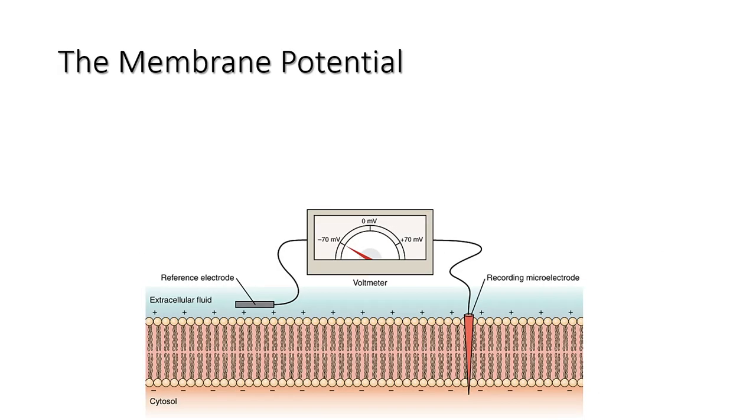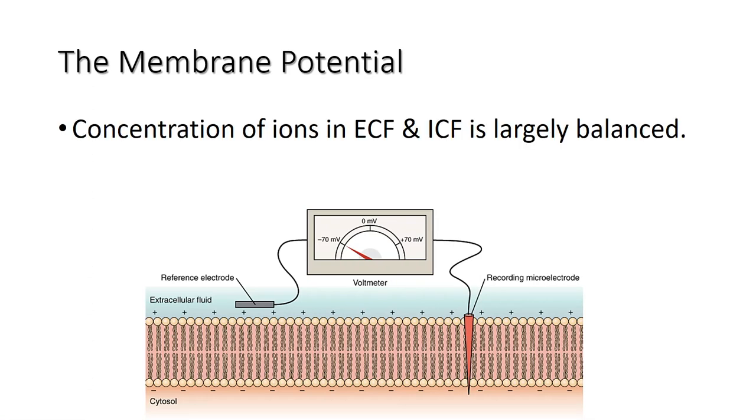In this video, I will be explaining the resting membrane potential in the excitable cells. The concentration of ions in the extracellular and the intracellular fluids is largely balanced with a net neutral charge. However, a slight difference in charge occurs right at the membrane surface, both internally and externally.